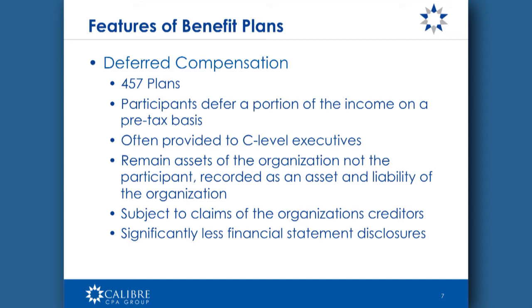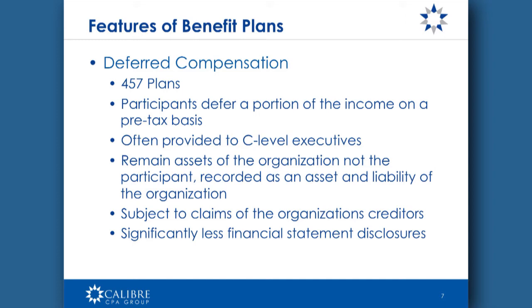Deferred compensation plans, we see these sometimes. A lot of times they're called 457 plans. Again, participants defer a portion of their income on a pre-tax basis. Typically, you'll see this more at your C-level, your executive directors, presidents of organizations, whereas as an incentive and as a bonus, they'll get these deferred compensation plans, allowing them, again, to defer an additional piece of their income until the retirement age when, theoretically, they'll be paying less in taxes and they'll get that benefit.